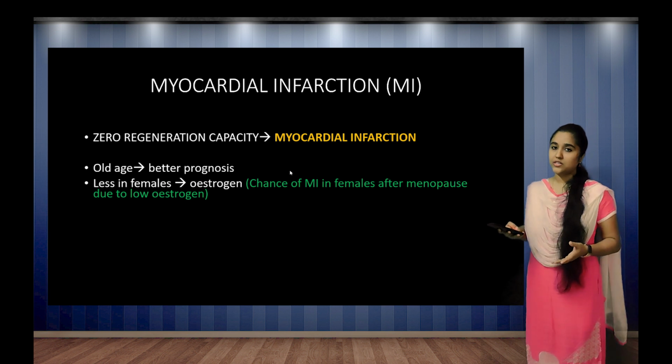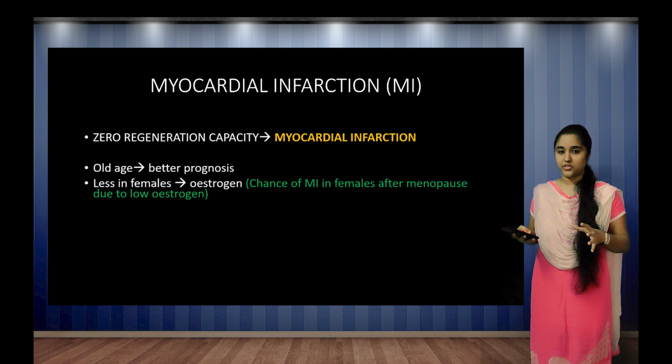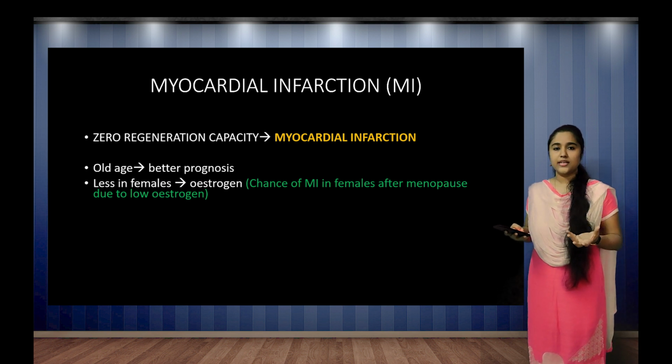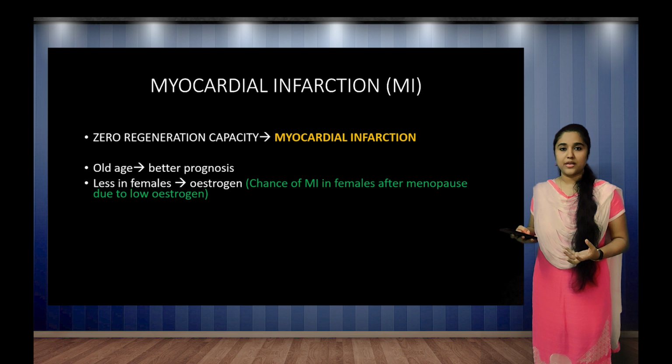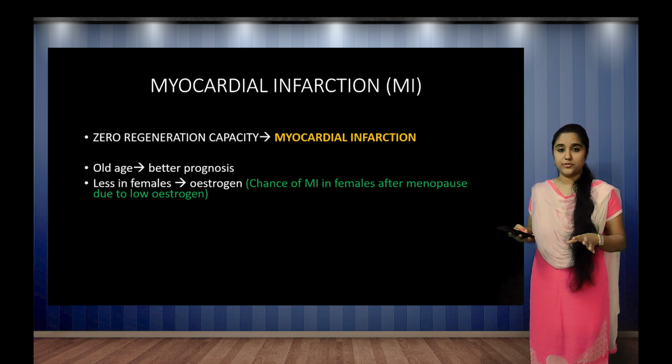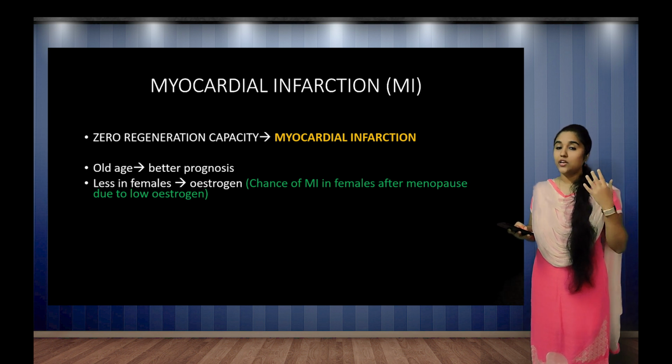Next is myocardial infarction, commonly known as MI. It occurs when there is complete obstruction. You know that the myocardial heart cells have zero regeneration capacity. So, if the vessels are obstructed and the blood supply to the cardiac fibers is lost, there is zero regeneration capacity and these will be replaced only by fibrous tissue. That can lead to myocardial infarction, and if it is not treated in time, that can lead to the death of the patient.